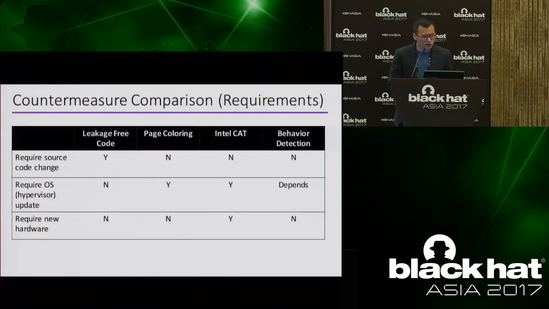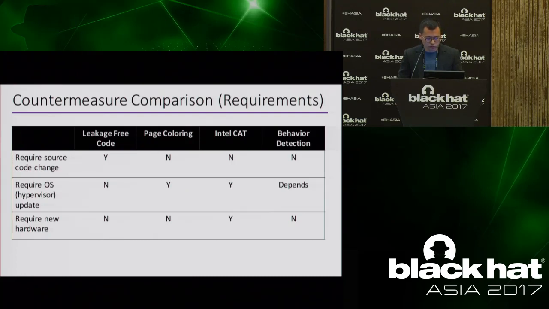Okay, so we talked about 4 countermeasures, and I want to compare those countermeasures from 2 perspectives. The first one is from a real production deployment perspective. What are the things that are required by these countermeasures? So if we do the countermeasure at the code level, the only thing that we require is source code. But of course, sometimes source code is not available. If we use page coloring, that will require modification to the operating system or the hypervisor, depending on which level you're implementing it.